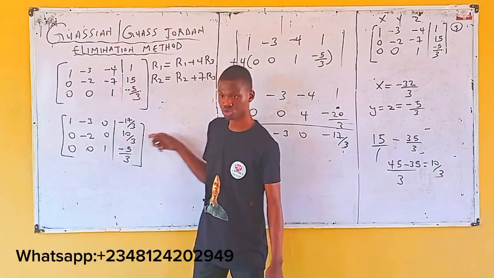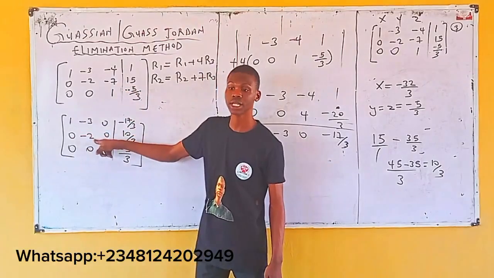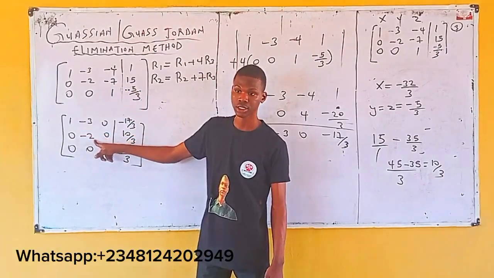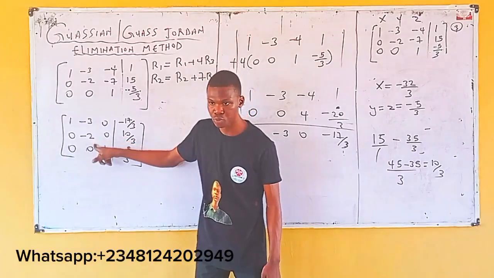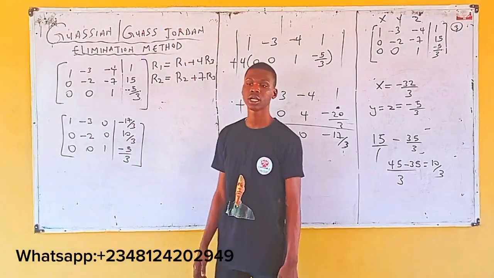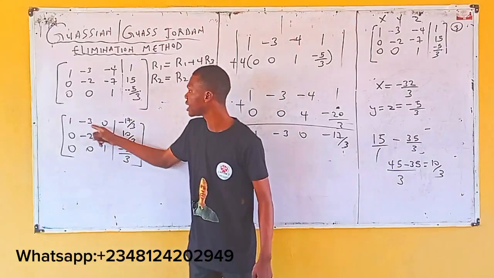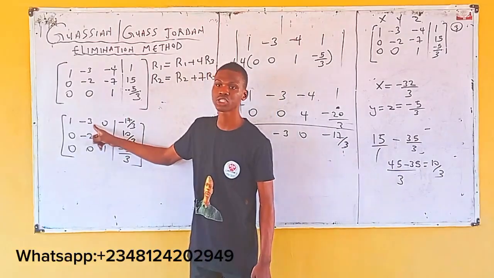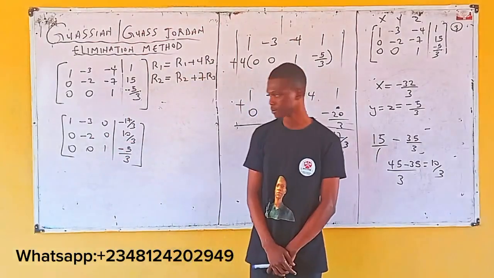It will be in row 2. Of course, it will be in row 2. And obviously, it will be -2. You get? It will be -2. So meaning this -2, what will happen to it? The number above it must be what? 0. The number above it must be what? 0. Meaning that -3 must change to what? 0. So how do you go about this?